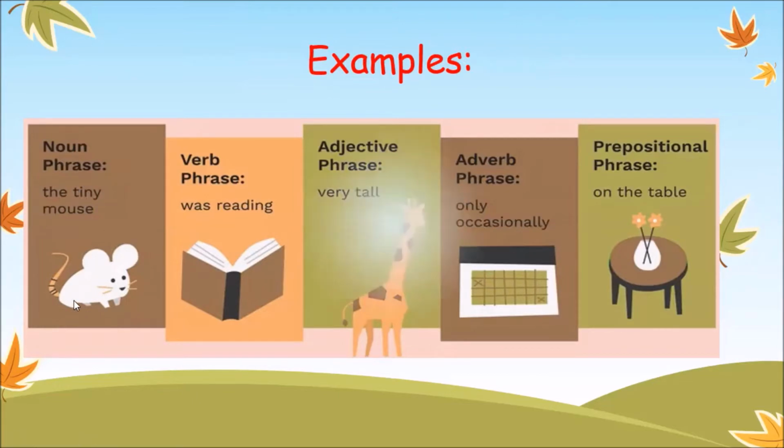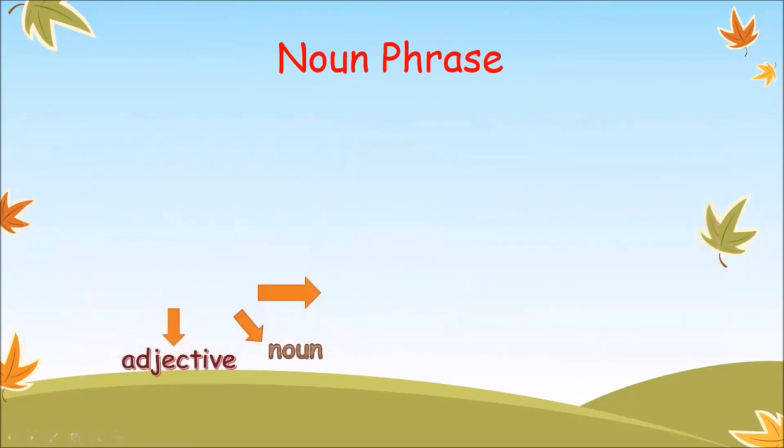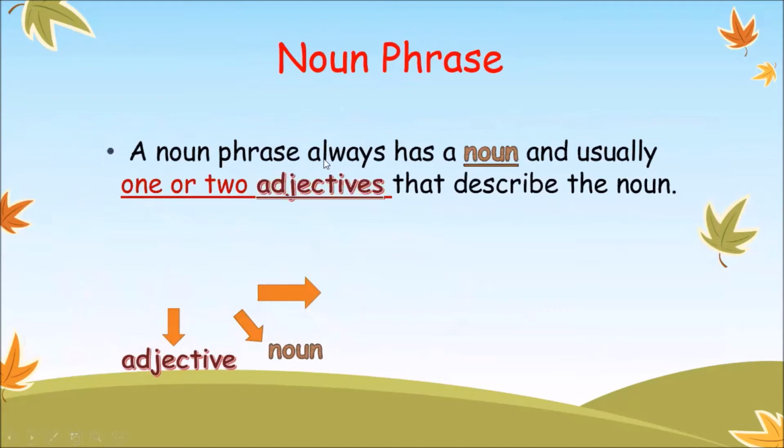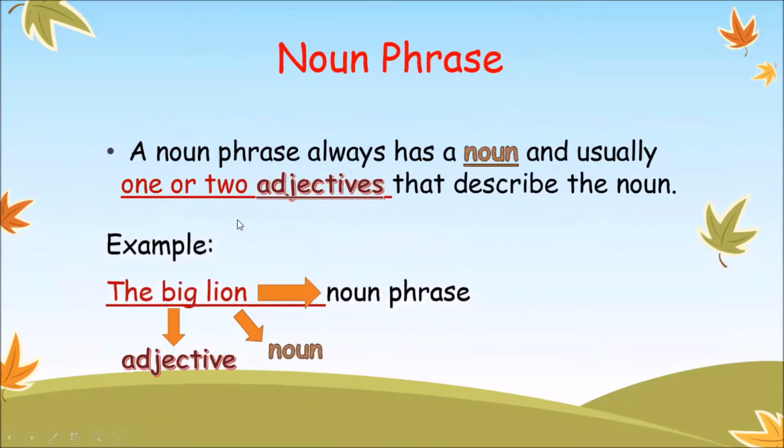Okay, so noun phrase always has a noun, okay, and usually one or two adjectives that describe the noun. Done? So, a noun phrase, I must have a noun in it, and usually one adjective or two adjectives that talk about this noun. For example, look here, the big lion.